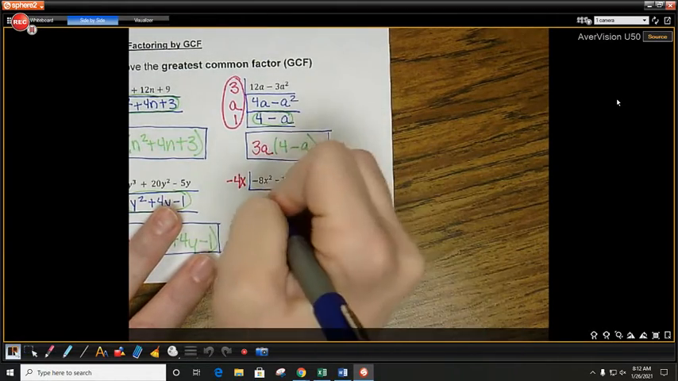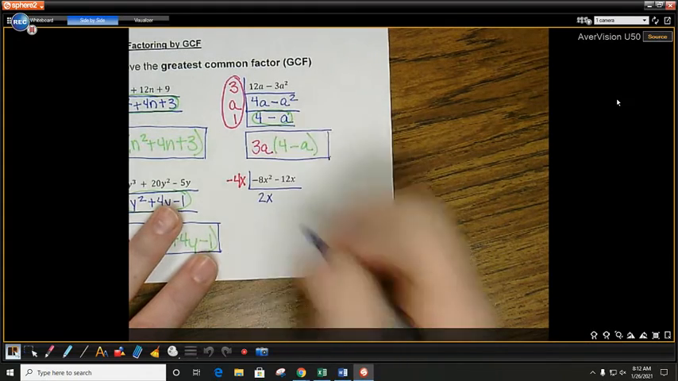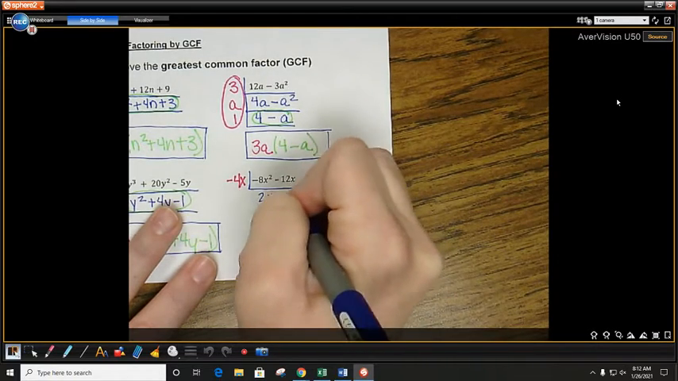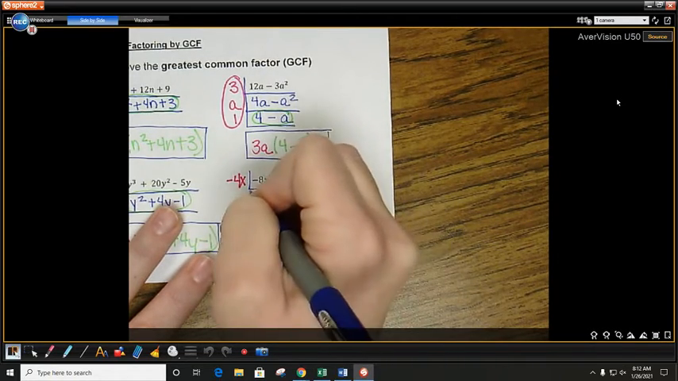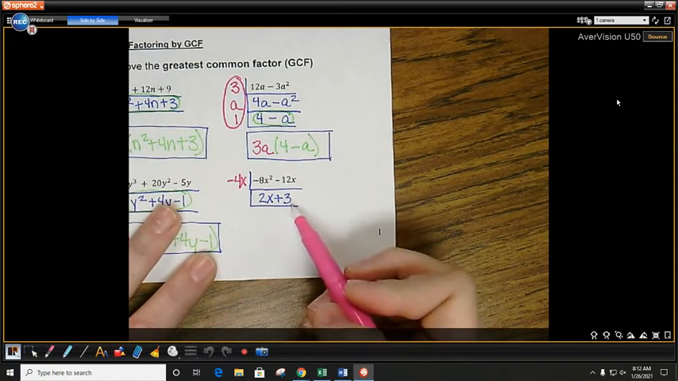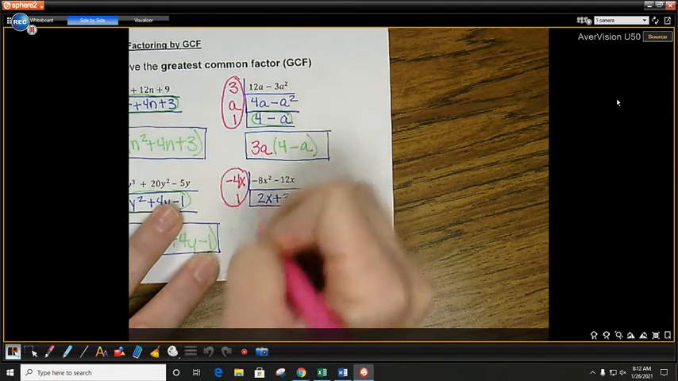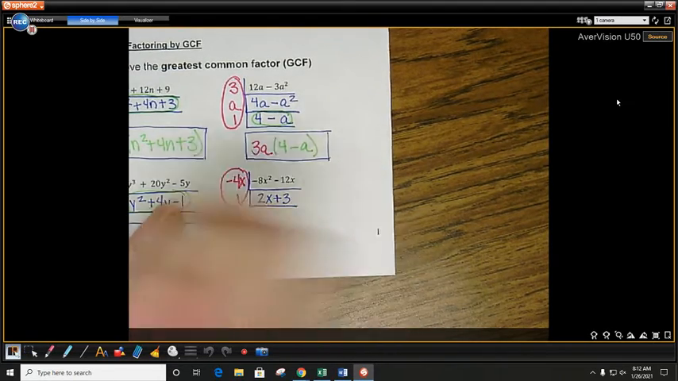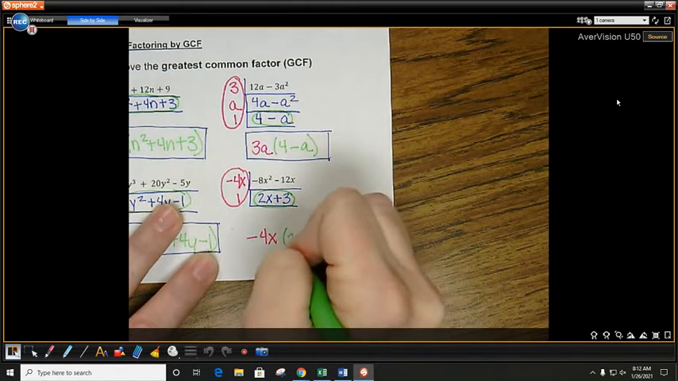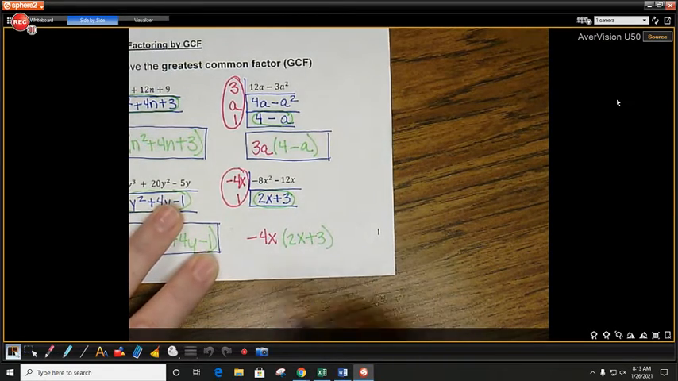Negative 8 divided by negative 4 is 2. X squared divided by x is x. Negative 12 divided by negative 4 is plus 3. You have an x, but you took an x out, so there's no x with that 3. 2x and 3 don't have any like factors other than 1. So my GCF is negative 4x times the last row of the upside down division, which is 2x plus 3. Now we're going to check ourselves.